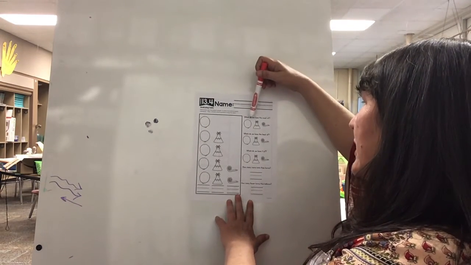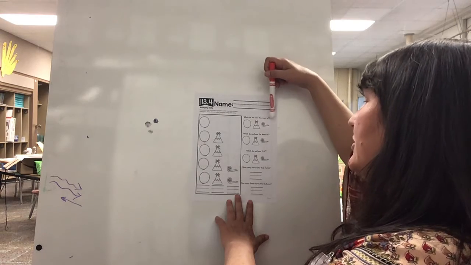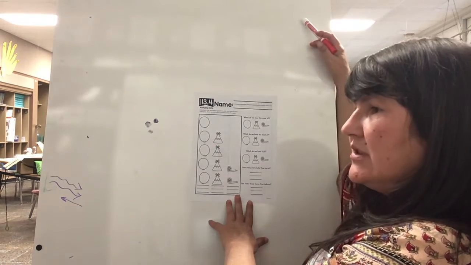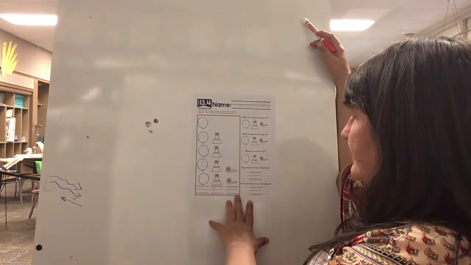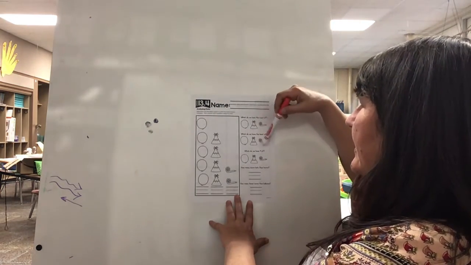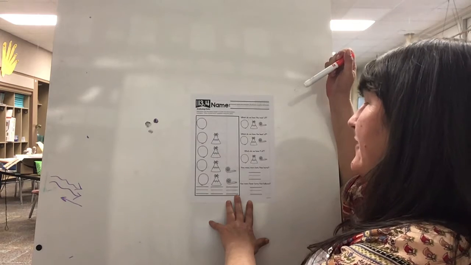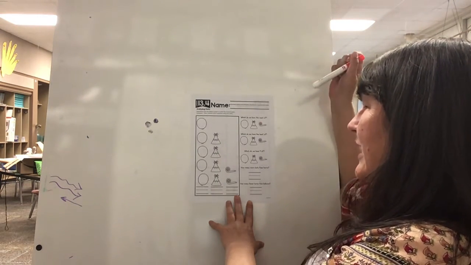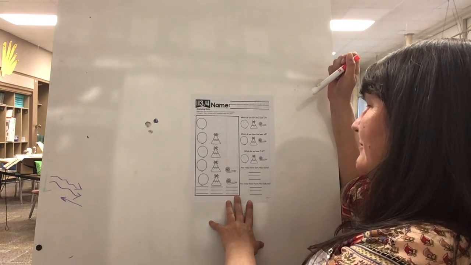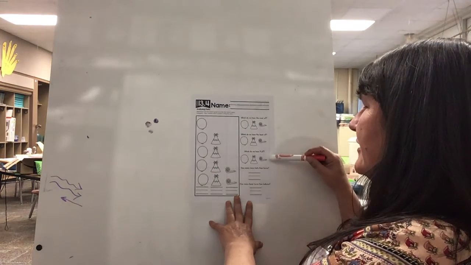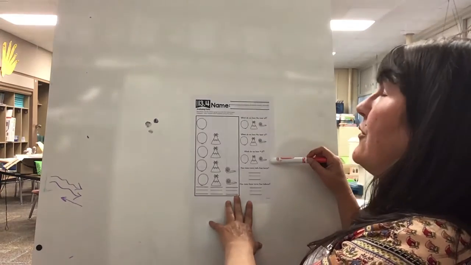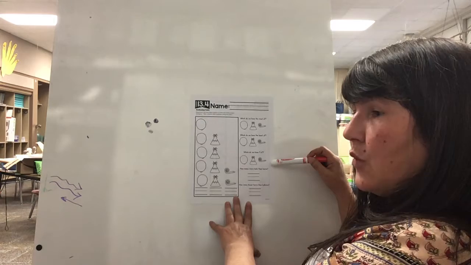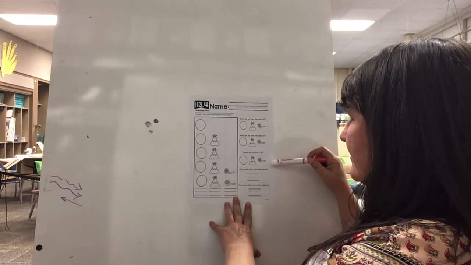The top one says, which do we have the most of? Circle the one we have the most of. Here it asks, which do we have the least of? Figure it out and circle it. Here, which do we have 4 of? Find the one that there are 4 of and circle it.